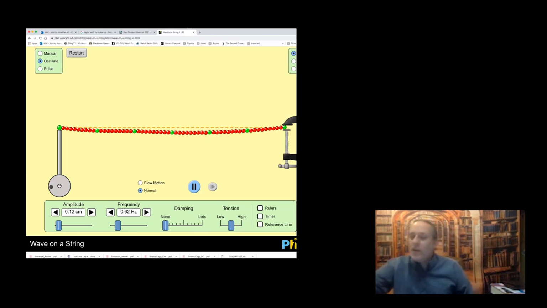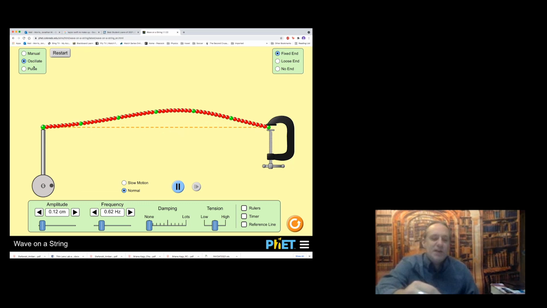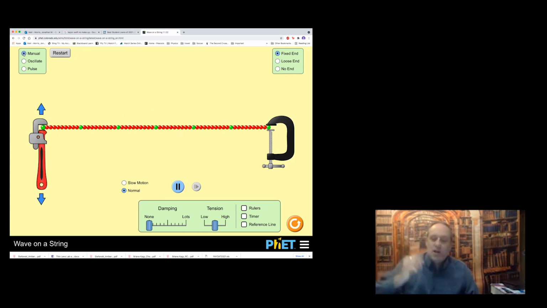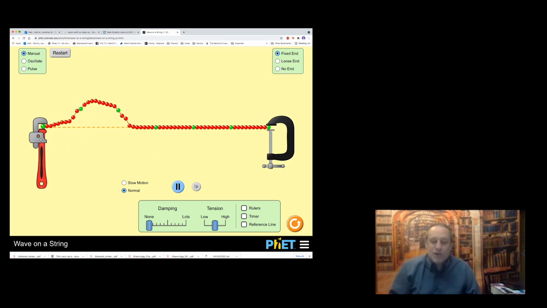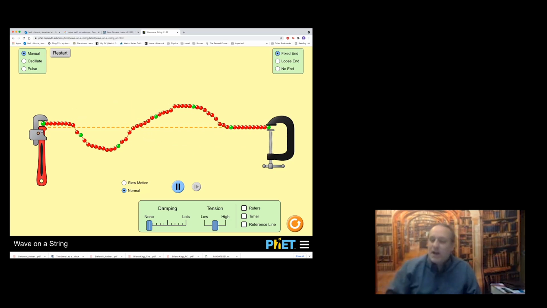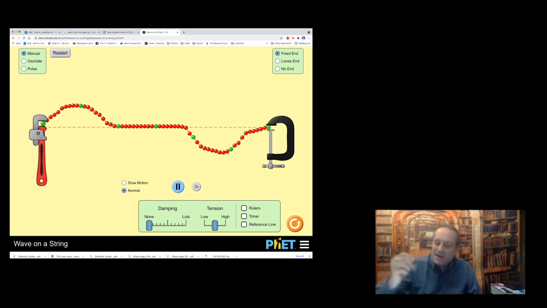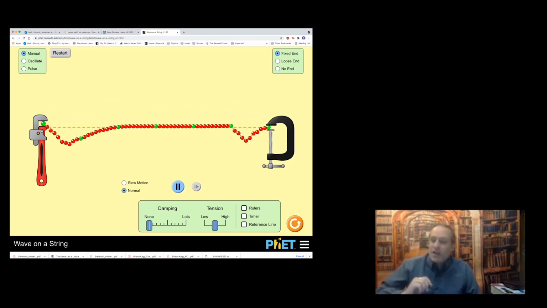Okay, so there are a few different things we can do with this simulation. We can put in manual movement of the string. So I can just grab this wrench and lift it up, and we're going to see a wave that just travels through this string. And if I have the waves going both ways, we start to see a pattern showing up.